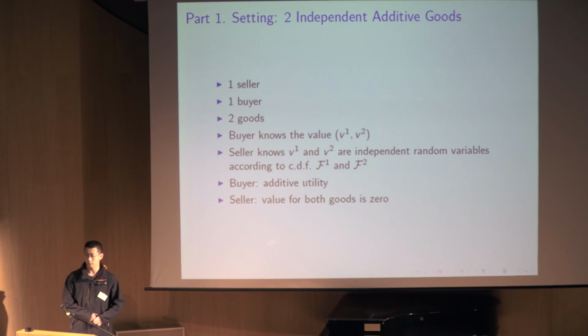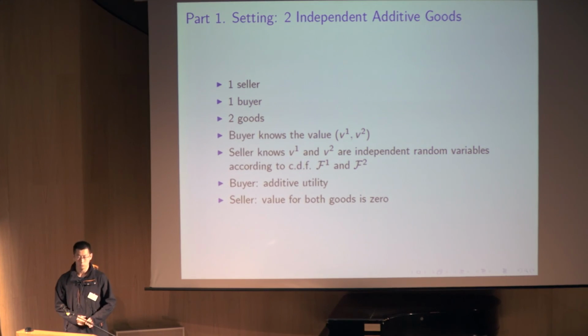Here is the setting. There is one seller, one buyer, and two goods. The buyer knows the valuations V1 and V2: V1 for the first good, V2 for the second. The seller only knows that V1 and V2 are independent random variables with distributions F1 and F2. The buyer has additive utility, and the seller's value for both goods is 0.